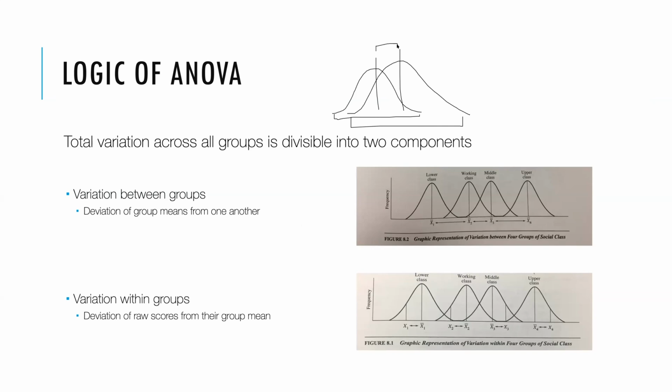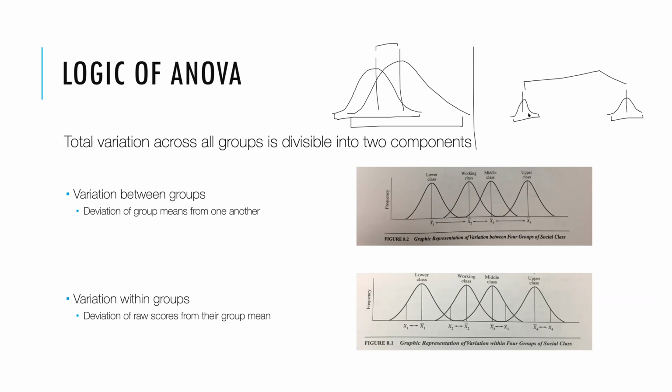What we really want to see, the extreme case, is something like this. We have right here and right here, the mean of group 1, mean of group 2. Within group, there's little variability. All the scores are clustered together. Within this group, all the scores are clustered together. And then between groups, we have this huge variability between those groups. That would indicate that these two groups are extremely different from one another.